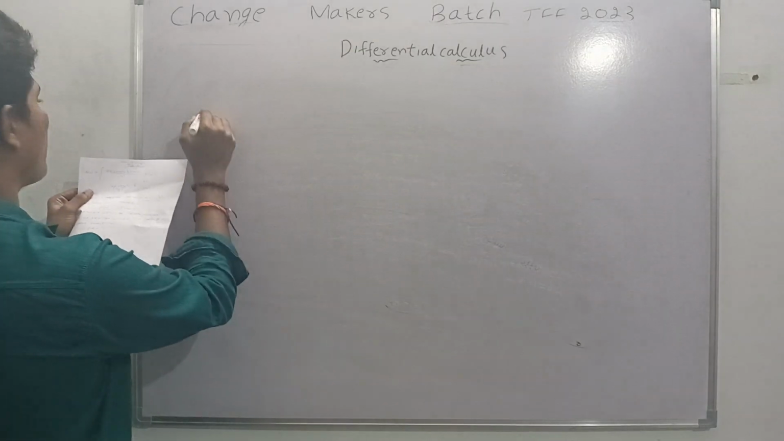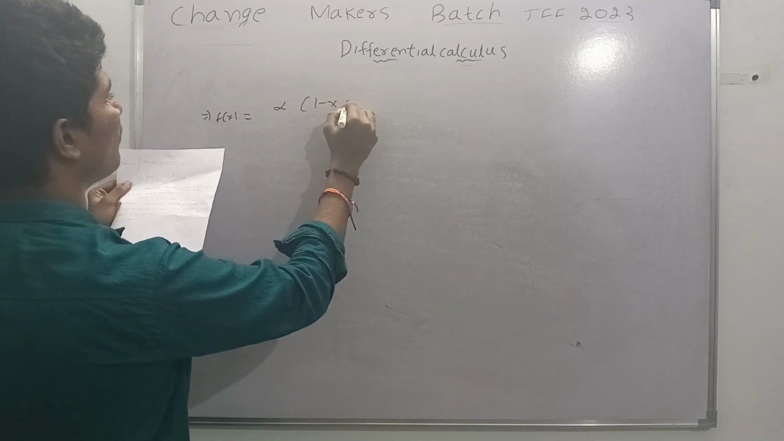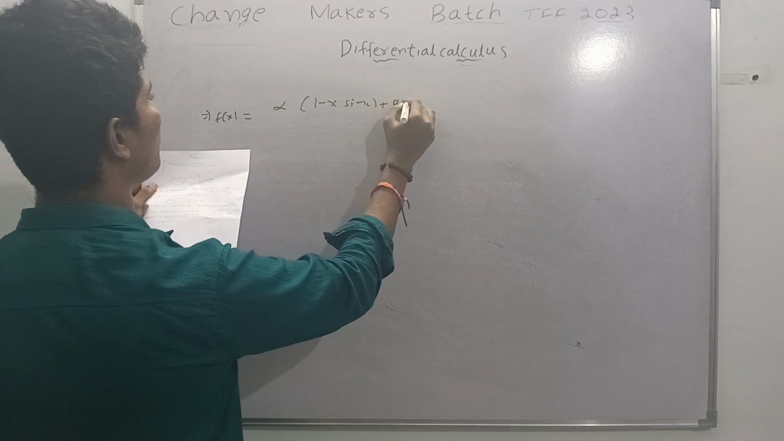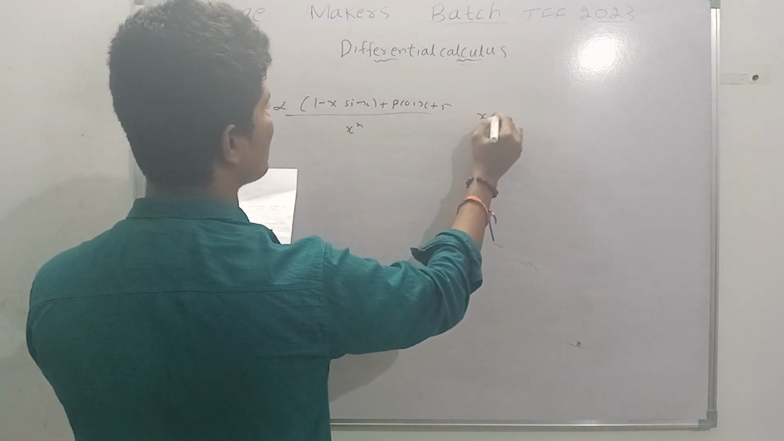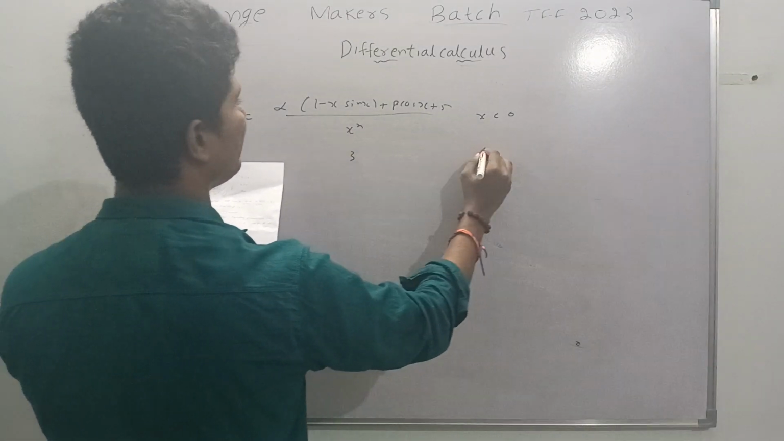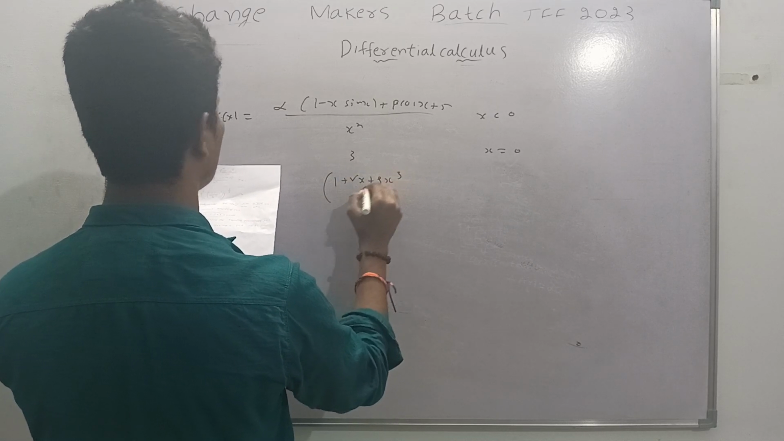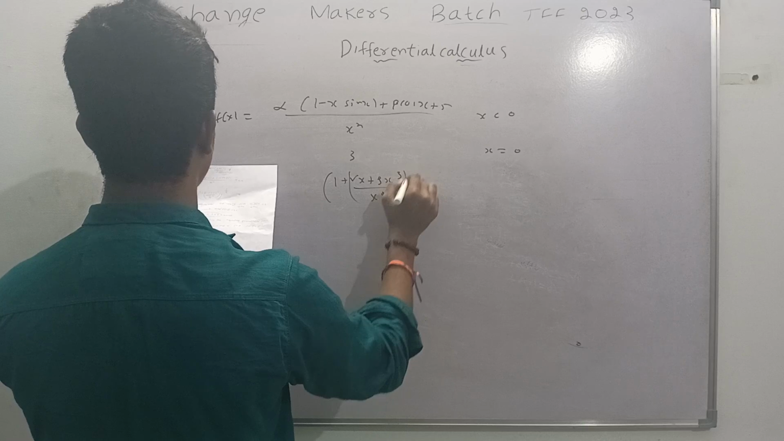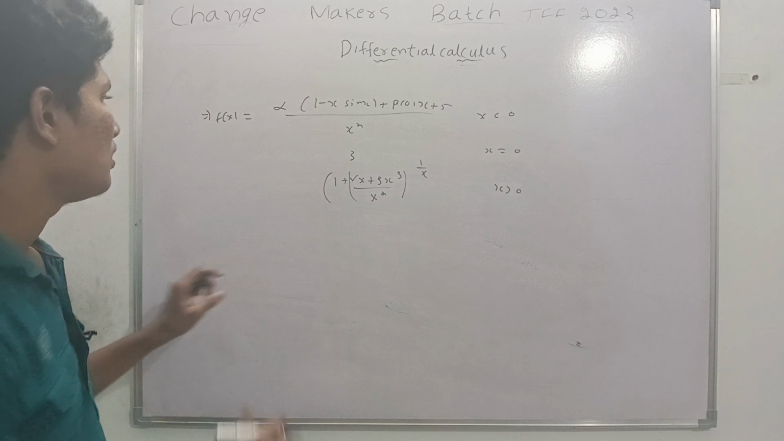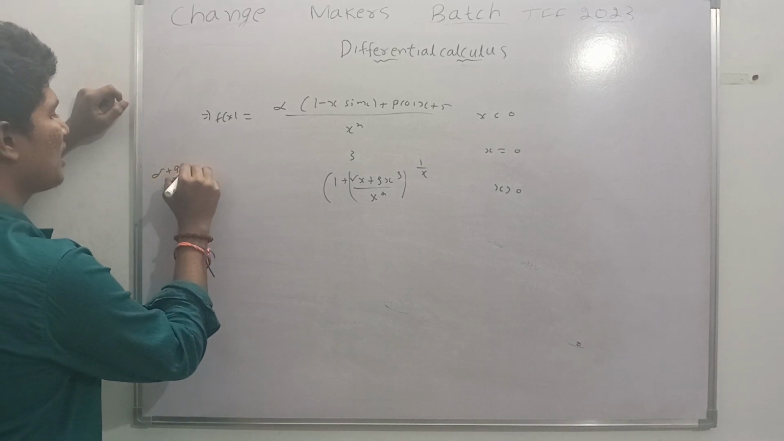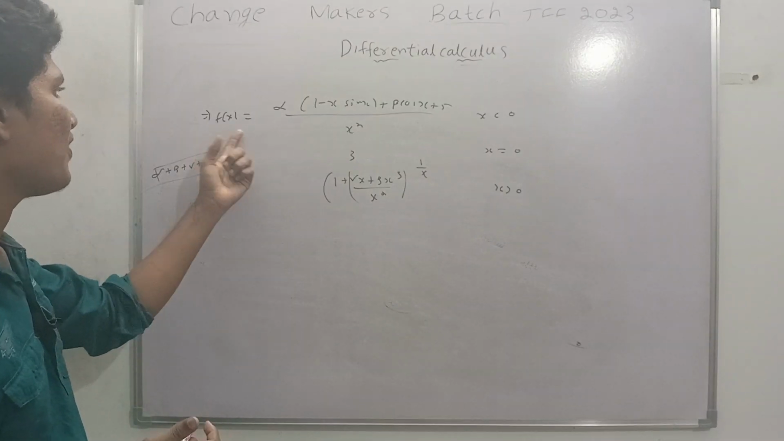Basically the first question is: f of x equals alpha into 1 minus x sin x plus beta cos x plus 5, divided by x square, for x less than 0; equal to something at x equal to 0; and 1 plus gamma x plus delta x cube divided by x square, whole power 1 by x, if x is greater than 0. They are asking for alpha plus beta plus gamma plus delta. These are the points they are asking. See here, f of x equals this thing.